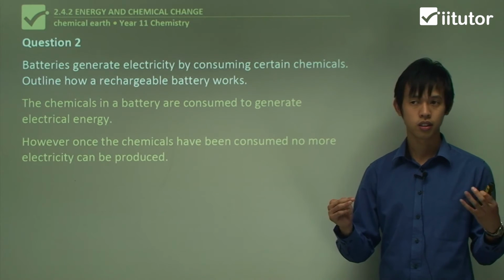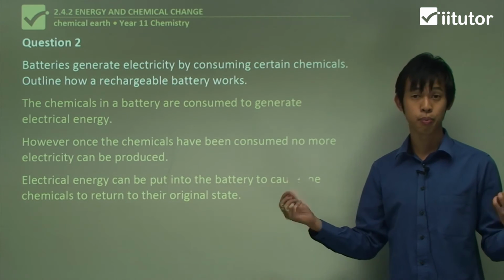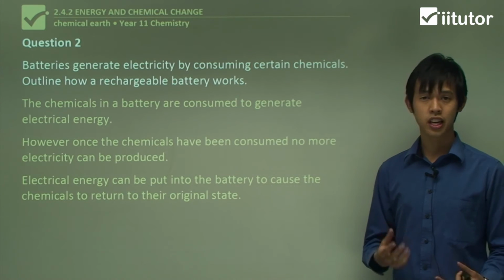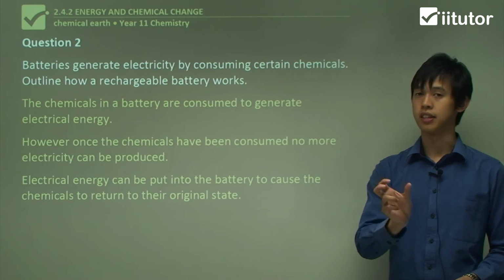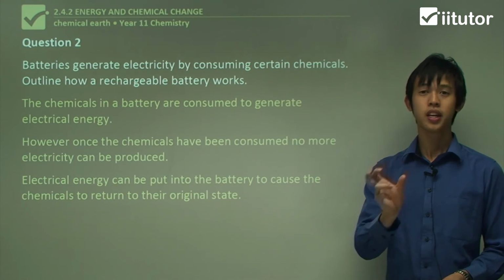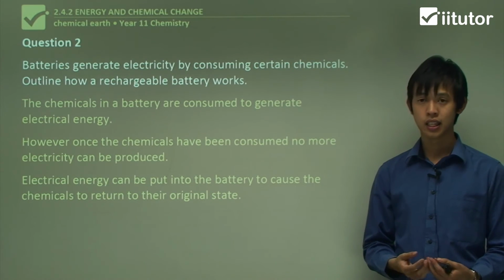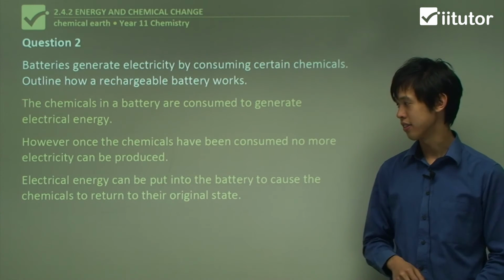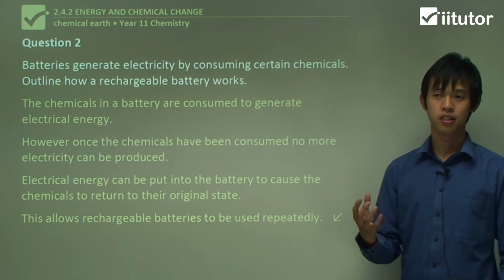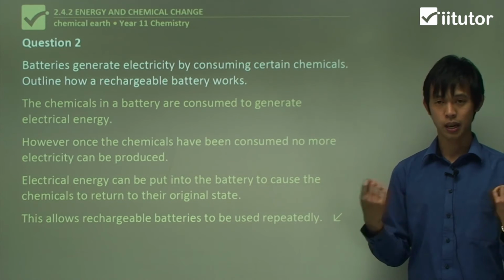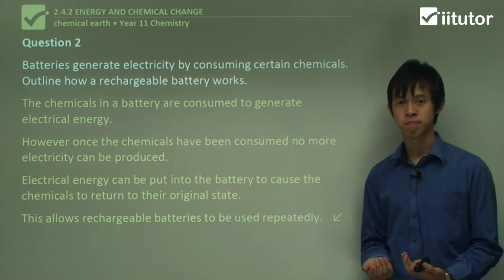So the question is then, what does a rechargeable battery do? Electrical energy can actually be put into the battery to cause the chemicals to return to their original state. In the battery, the chemicals are still there, they're just in a different form. So if I put in electricity to reverse the process, I can change the chemicals back, and by doing that, I can recharge the battery. That allows rechargeable batteries to be used repeatedly, because all of the chemicals can be consumed, and then I can turn them back to their original state by putting in more electricity.